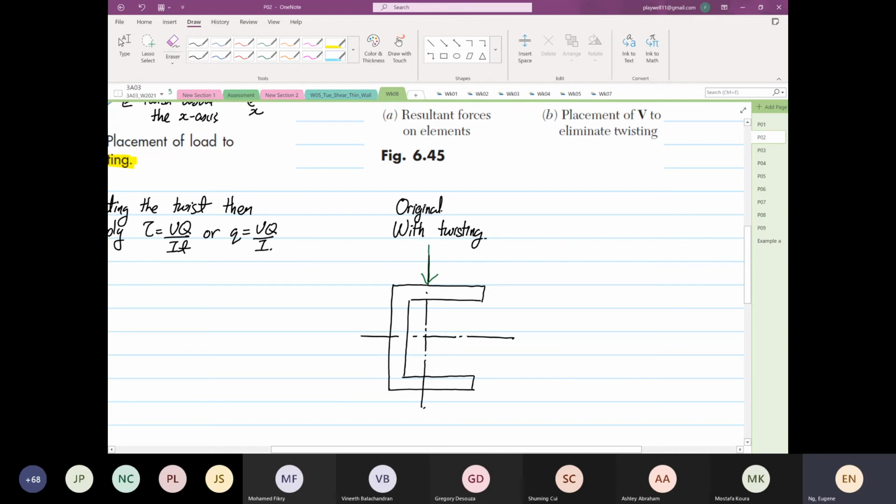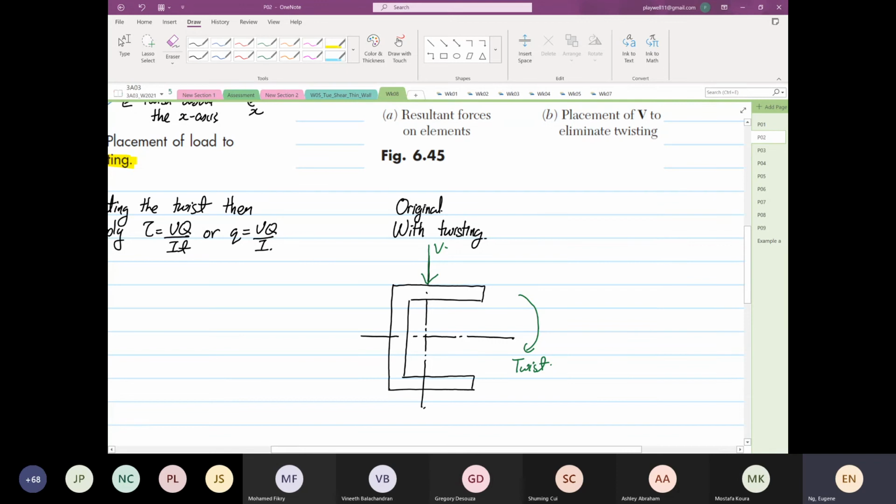So let's say we have this condition now where I put an arrow over there, that is our shear force V. And we know the structure will twist, right? The structure will want to twist in this direction, the original.